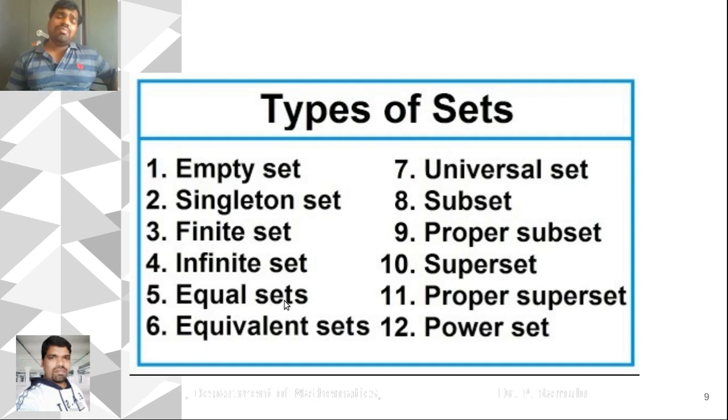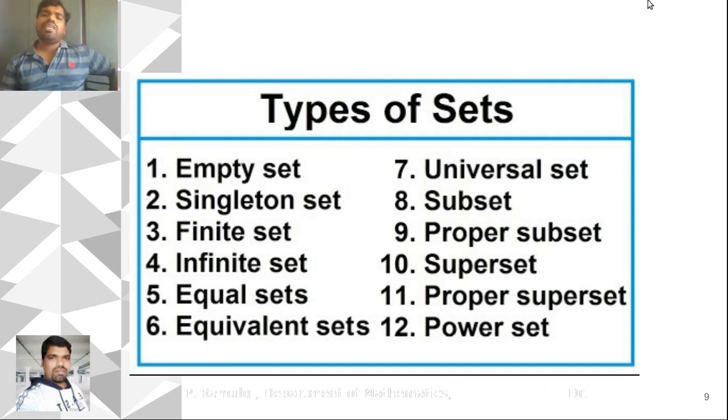Equal set is nothing but A is equal to B. That means A is {1, 2, 3, 4, 5} and B is {1, 2, 3, 4, 5}. A and B are equal sets. Two sets containing the same elements are called equal sets. Equivalent set: suppose A is {1, 2, 3, 4} and B is {a, b, c, d}. The number of elements of A and of B are the same, so A and B are equivalent sets. Universal set: for example, the set of digits 0, 1, 2, 3, 4, 5, 9 is a universal set.